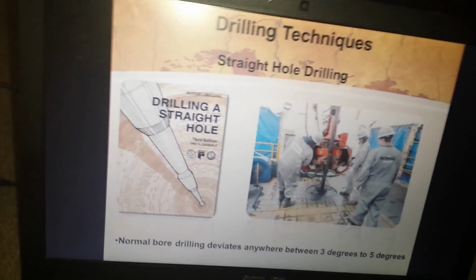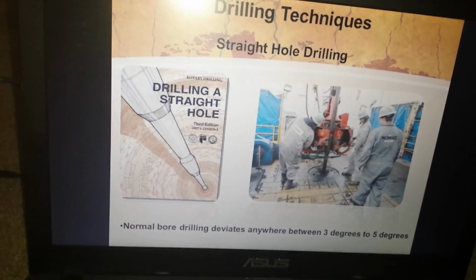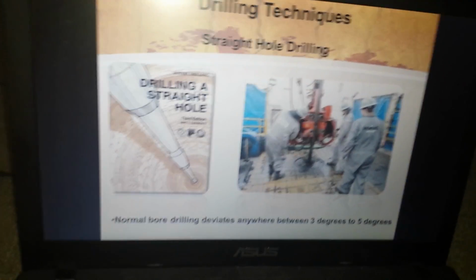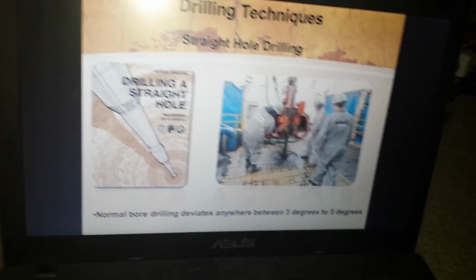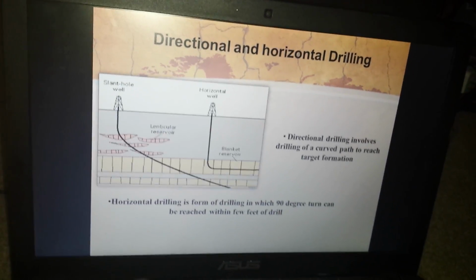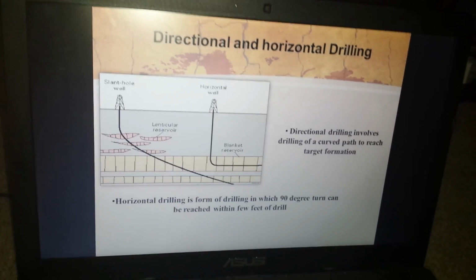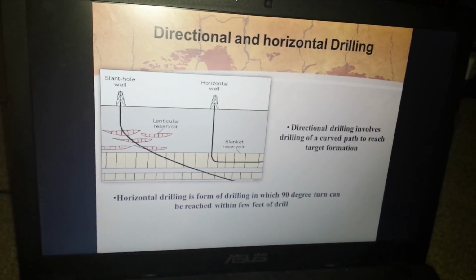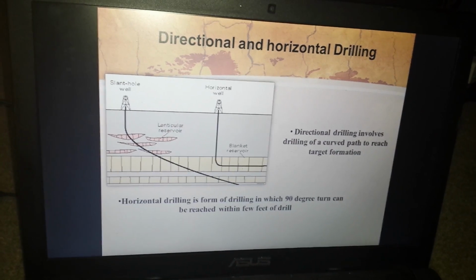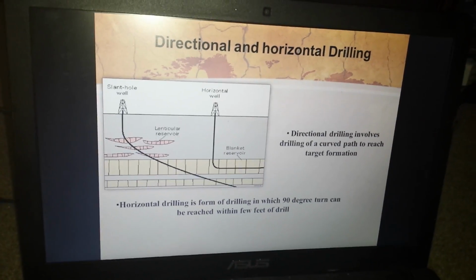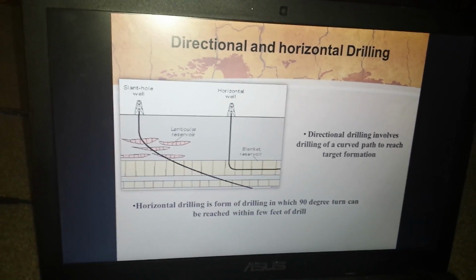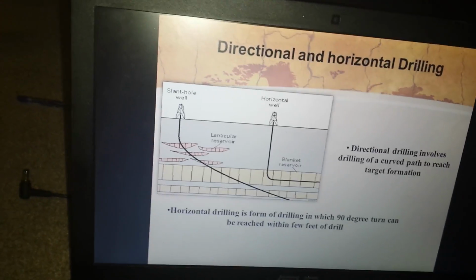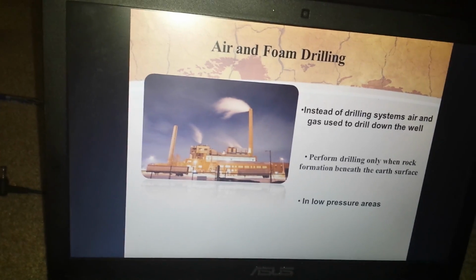The last topic is drilling technology. There are several types of drilling technology such as straight hole drilling. In this, the drilling deviates between 3 degrees to 5 degrees. And directional and horizontal drilling. This is used, suppose a target cannot be reached at times, suppose a 90-degree deviation is required, then this kind of drilling is used. Air and foam drilling.